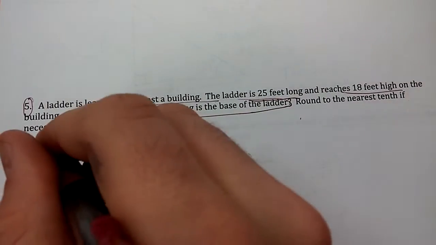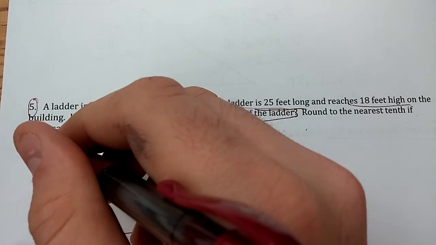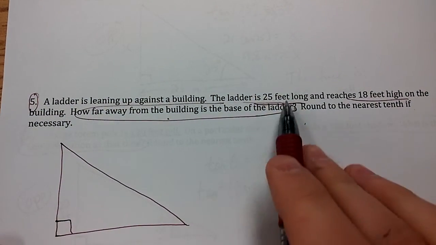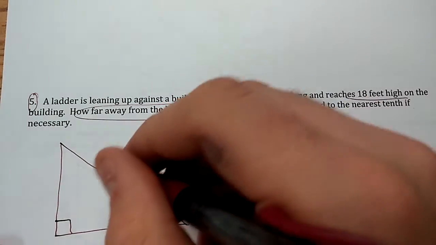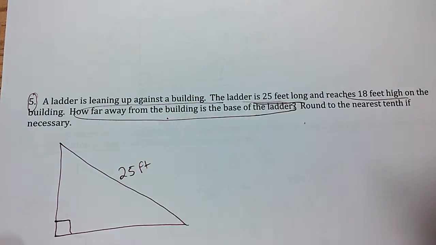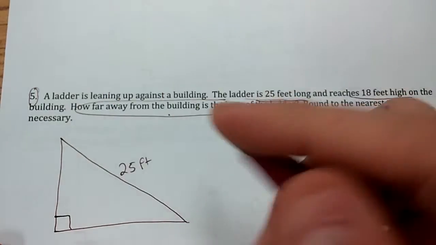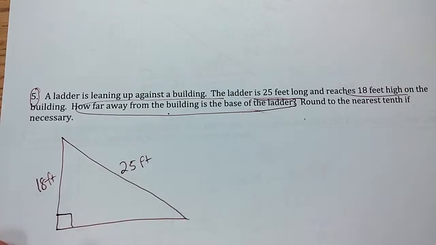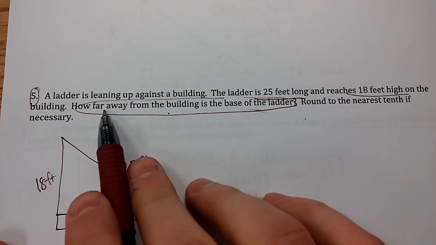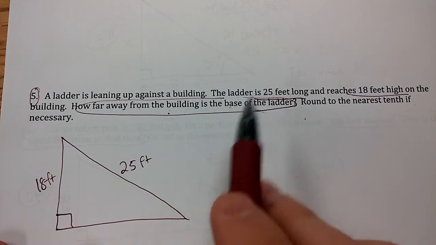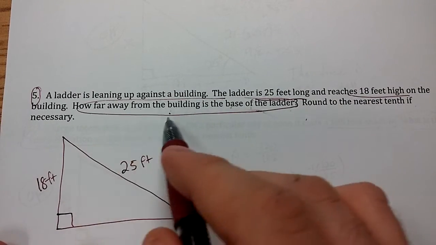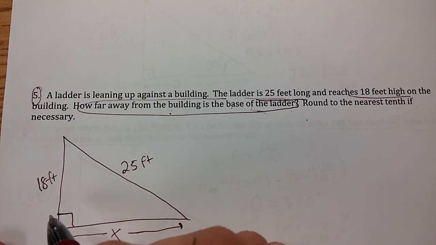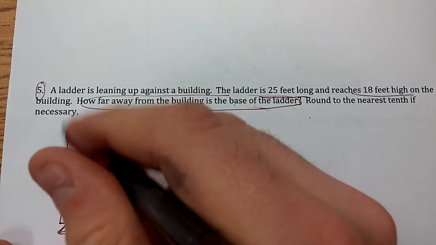Okay. So we have, again, our right triangle. The ladder is 25 feet long. That's the hypotenuse, actually. The ladder leaning up against the wall, that'll be your hypotenuse. 18 feet high is your vertical side length. And then it says, how far away from the building is the base of the ladder? Not an angle question. This is actually asking for another length. This length right here. How far away is the base of the ladder from the building? Being that this is the building over here.